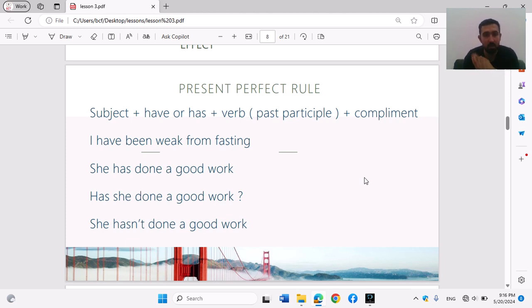She has done a good work. Has she done a good work? You are just going to change the place of have or has and the subject. Okay, it will be the question form. She hasn't done a good work.